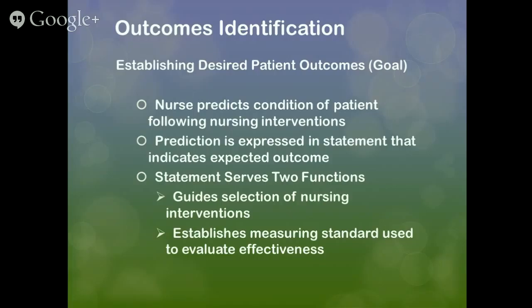So your outcome statements serve two purposes. They help select nursing interventions. And they also establish how we measure how effective our interventions are. So we'll go back to look at evaluation. If you say your patient will have intact skin in 3 weeks, you now have a time frame of when to go back and look to see how effective your interventions were.